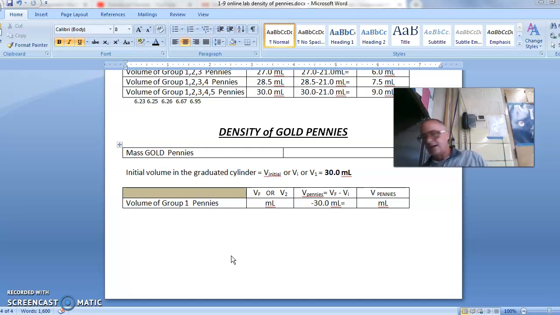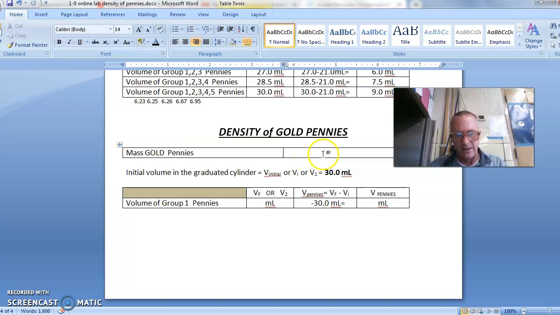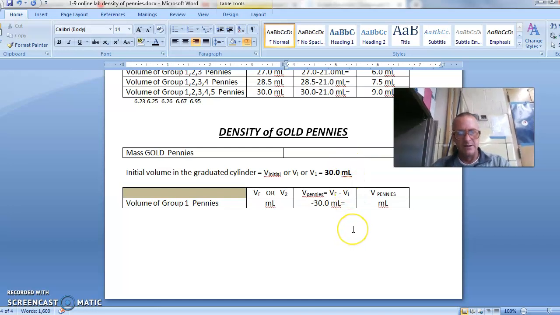The balance reads 30.72. So on your data table right here, please write 30.72 right on our data table. 30.72. And that will be the mass of the pennies. The next step will be to find the volume of these gold pennies.